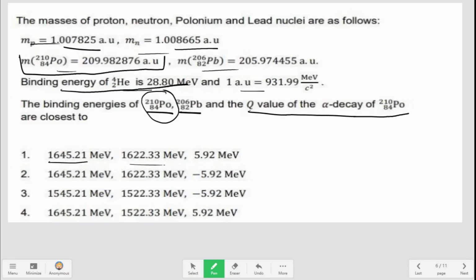Therefore the correct option here is option 1. The binding energy of polonium-210 is 1645.21 MeV and binding energy of lead-206 is 1622.33 MeV and Q value is 5.92 MeV.